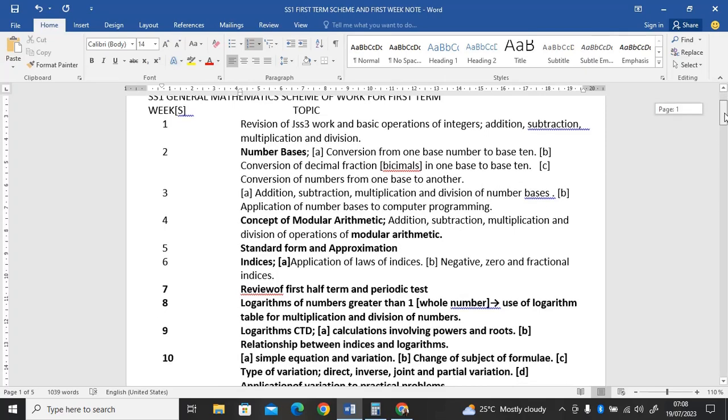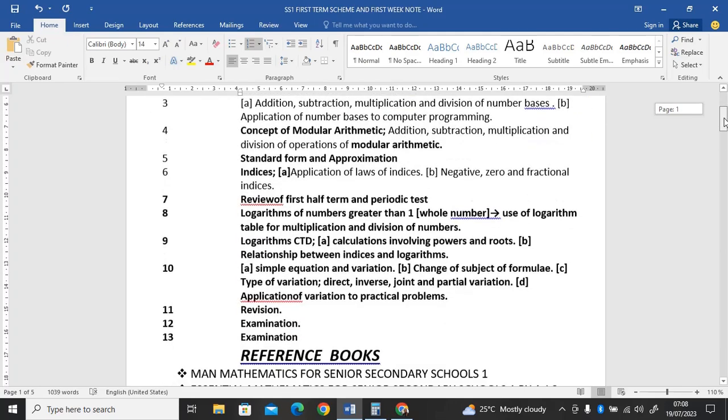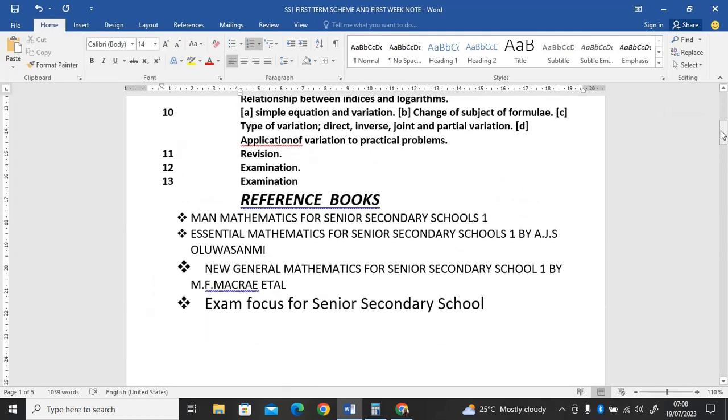So this is the scheme of work. I won't go deep into this scheme of work, to save us time. Now the reference books I'm going to use, if you have them: Mathematics for Senior Secondary School 1, then Essential Mathematics for Senior Secondary School by Oluwasomi. Most of us use General Mathematics a lot. Then Exam Focus also, if you have any of the textbooks, you can check the number base system there. After you learn this particular topic from me, you can start solving some questions under it. Believe me, you will be very good and very smart in doing it.